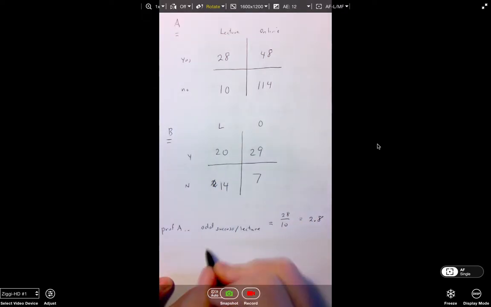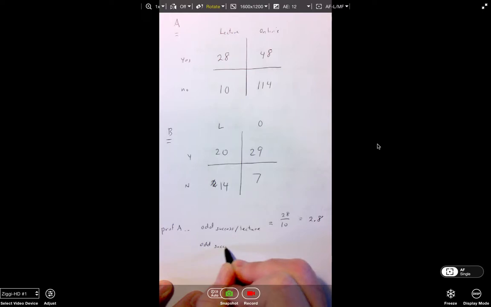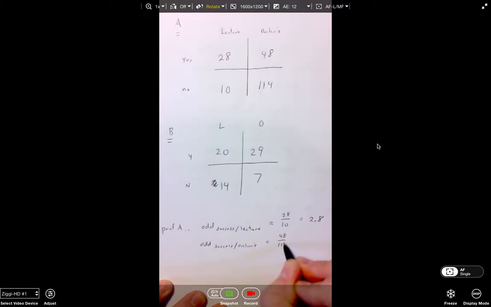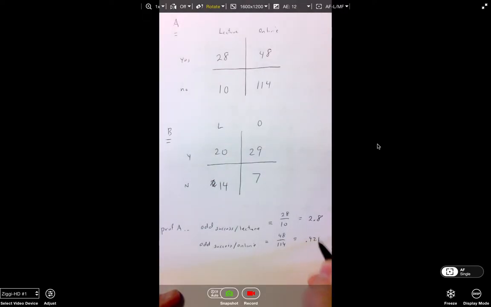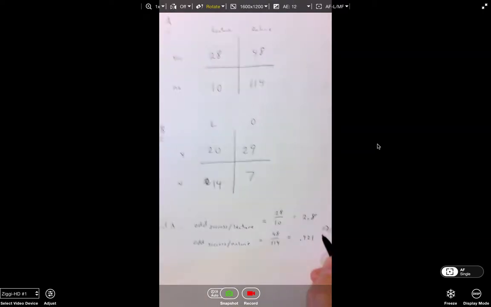Well, these turned out to be the same. And odds of success for online were 48 to 114. I didn't realize this, but before, that data set must have just been for Professor A, because these numbers are very, very familiar. So 0.421. Yeah, that's what's going on here.